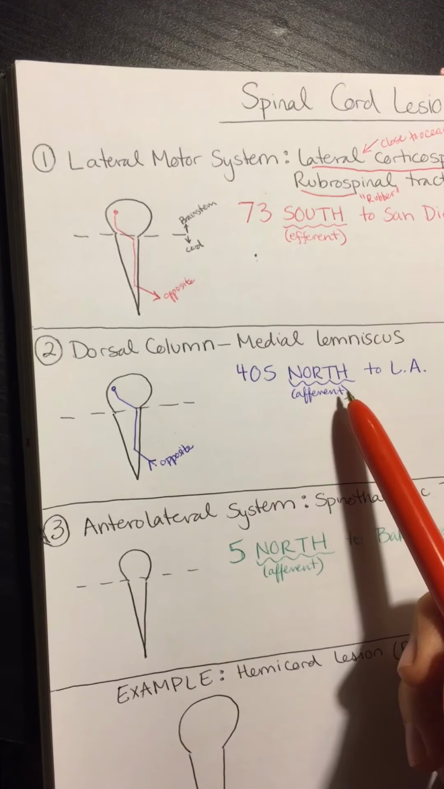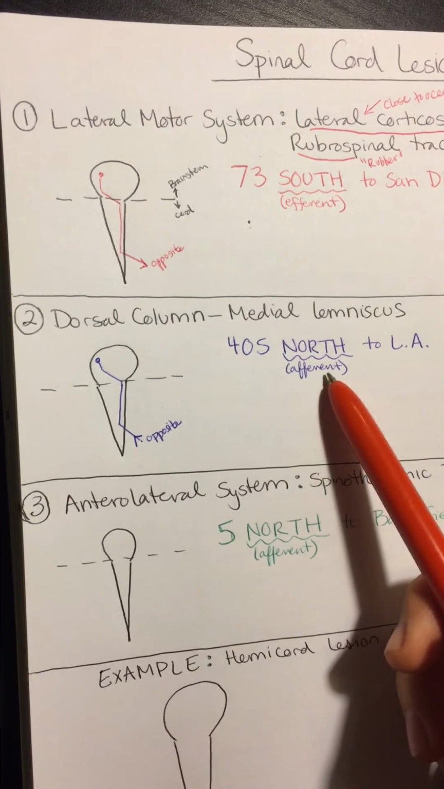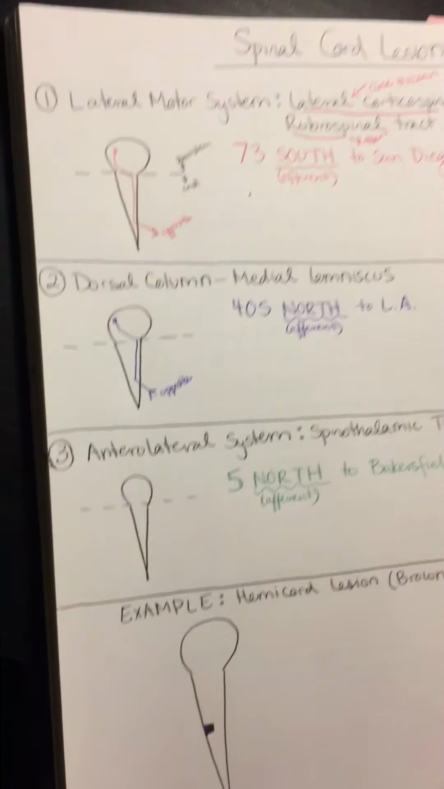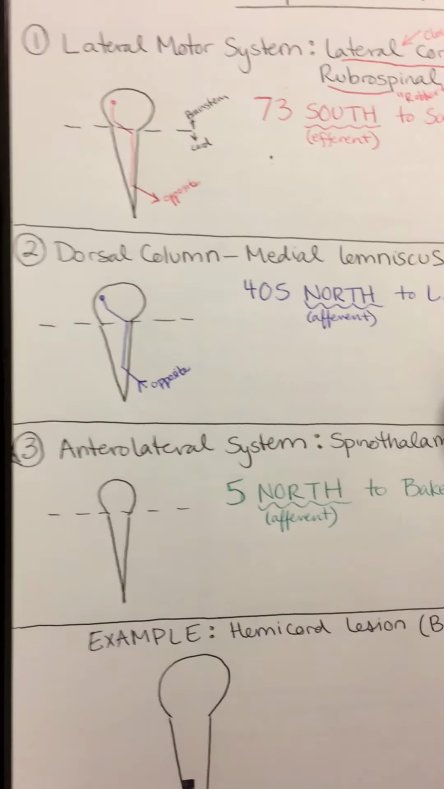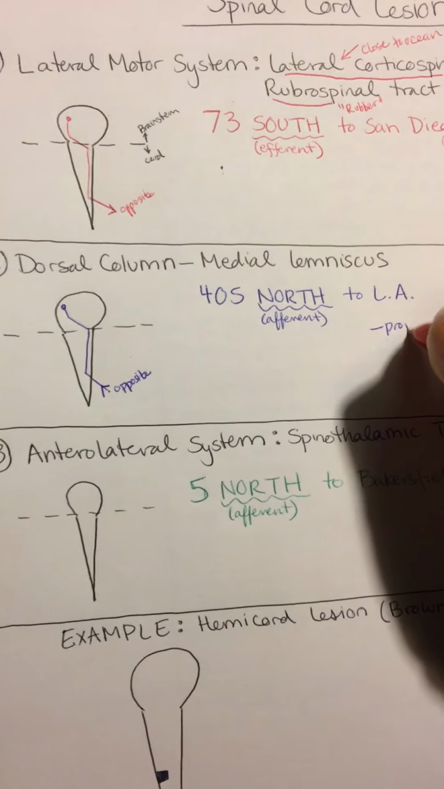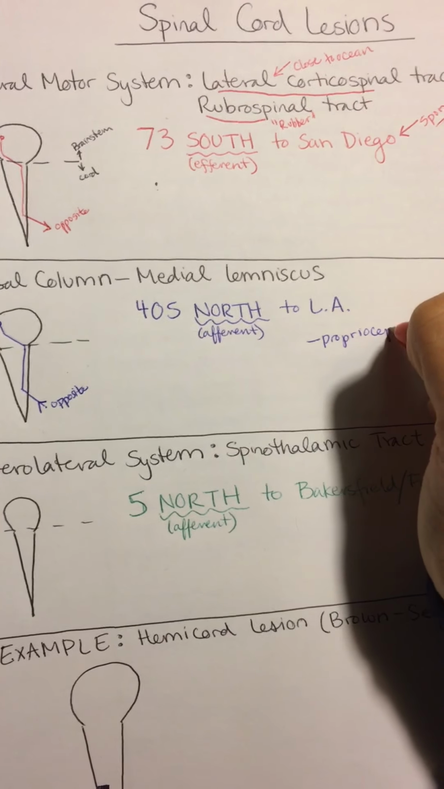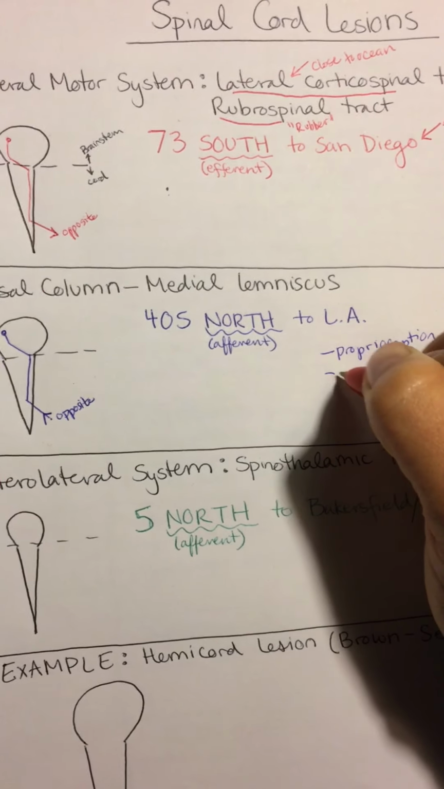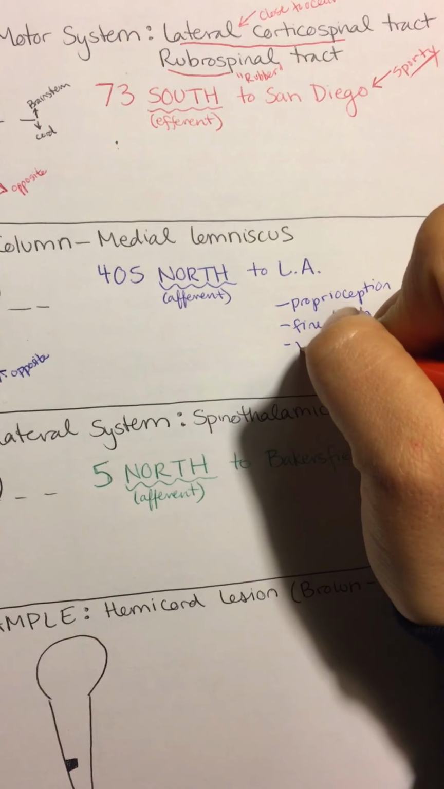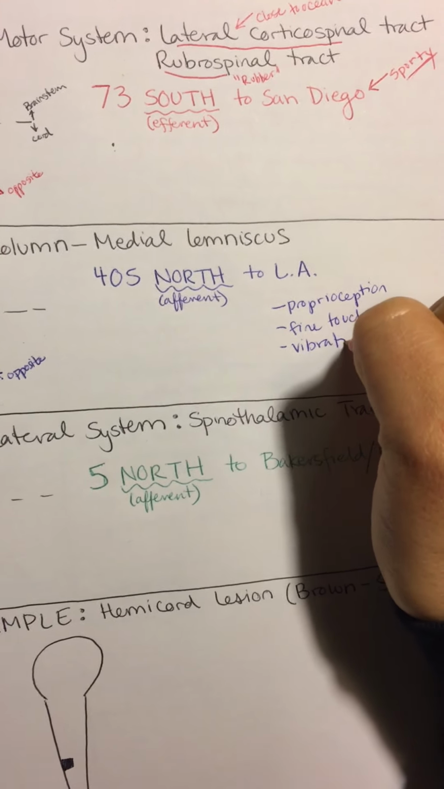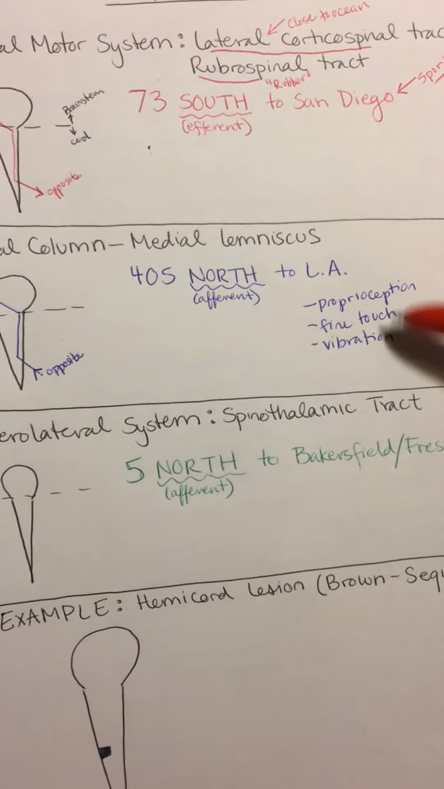So how are we going to remember what this carries? Because there's different types of sensory fibers. So this particular tract carries proprioception, it carries fine touch, and vibration. And you have to remember these.